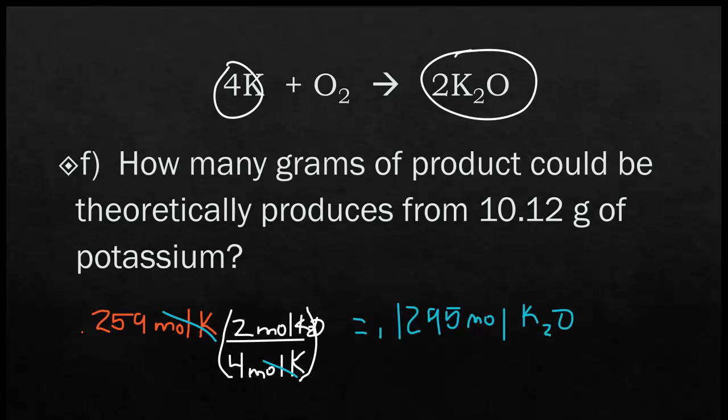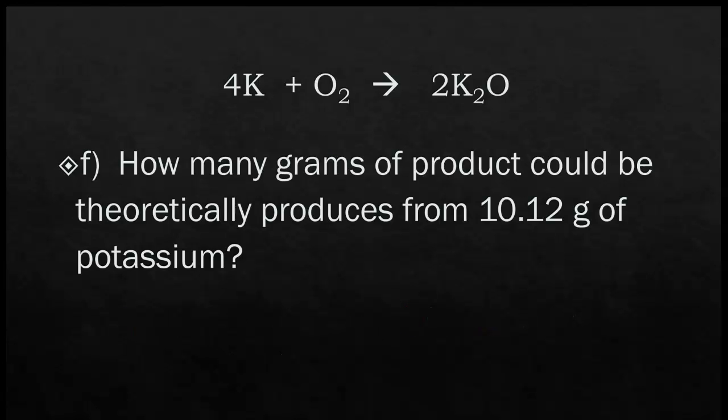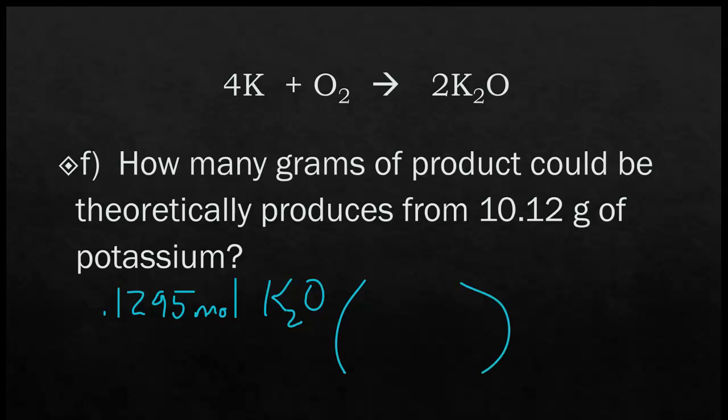But this problem asks for grams of K2O. So now that I've got my moles of K2O, I know that I'm going to make 0.1295 moles of K2O. We are going to go ahead and figure out how many grams of K2O. So anytime that I'm going from moles to grams, what do we use? Hopefully you're thinking the periodic table and that molar mass from the periodic table. You are exactly right. Now, of course, earlier in 1A, we calculated the molar mass of our product, and we know that that is 94 grams.